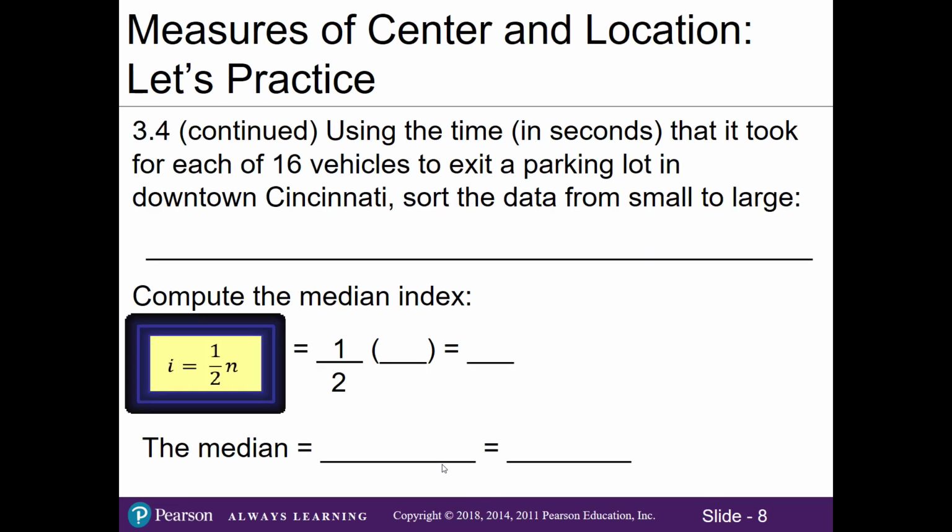So here it continues on with problem number 4. We're going to still use the 16 cars. Again, your worksheet has the table in front of you, so I'm not going to redisplay it here on the screen. But our task is to sort the data from small to large.